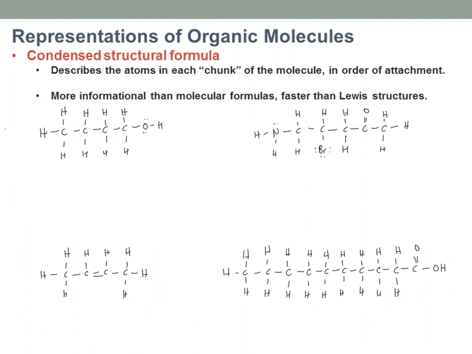And I've already pre-drawn a lot of these things because you can imagine it would have taken a while for me to just draw these in front of you and you just be watching me draw C's and H's for a minute. But what the condensed structural formula does is it describes the atoms in each chunk of the molecule in their order of attachment. So it's supposed to give you a lot of information like all of these, right? Here's all your Lewis structures. These are all Lewis structures drawn out.